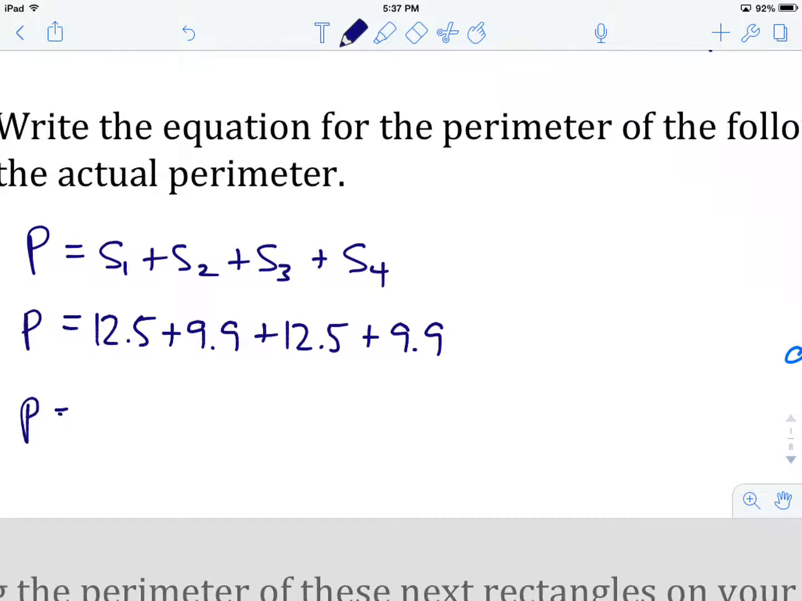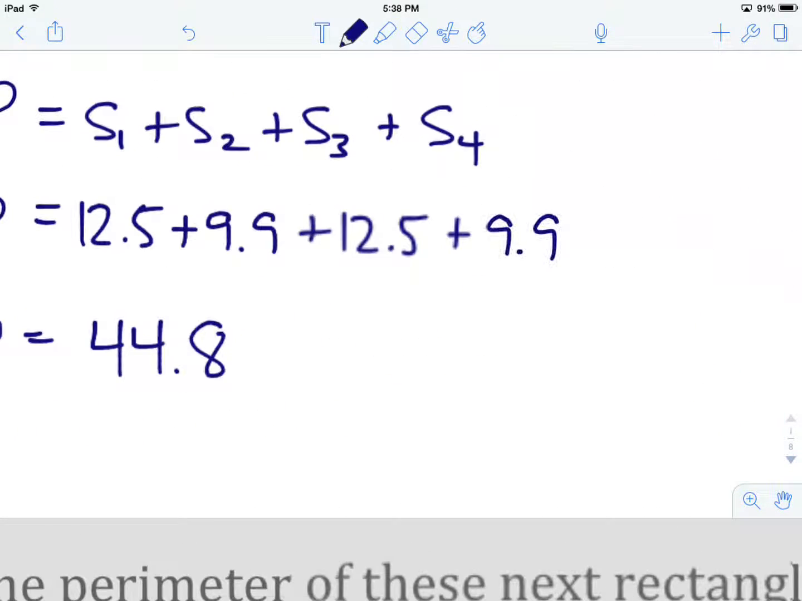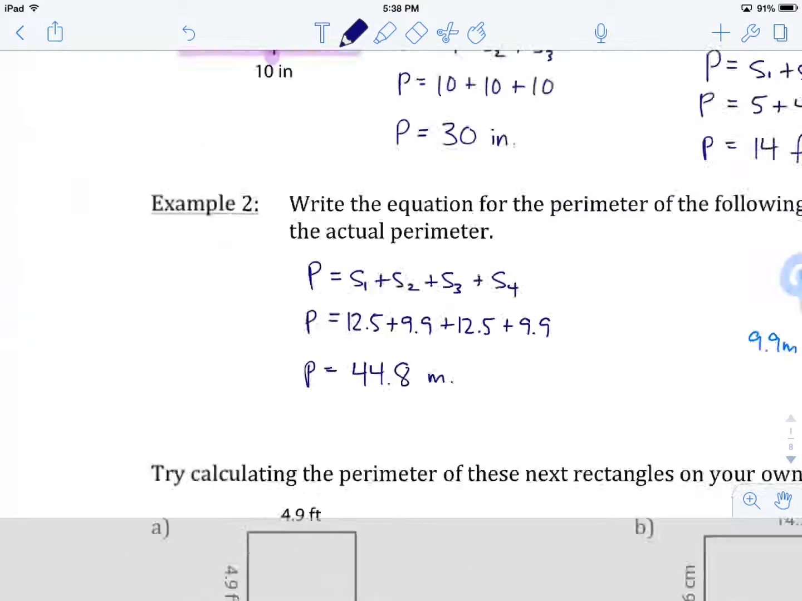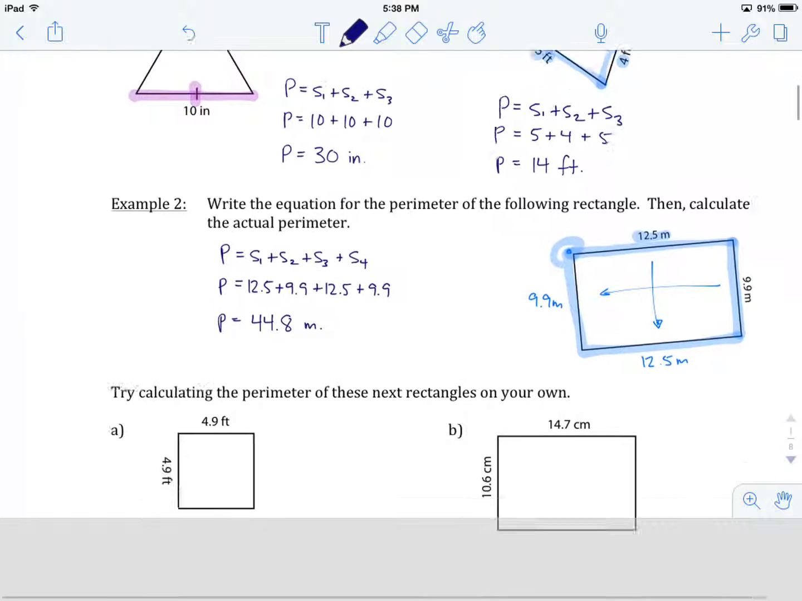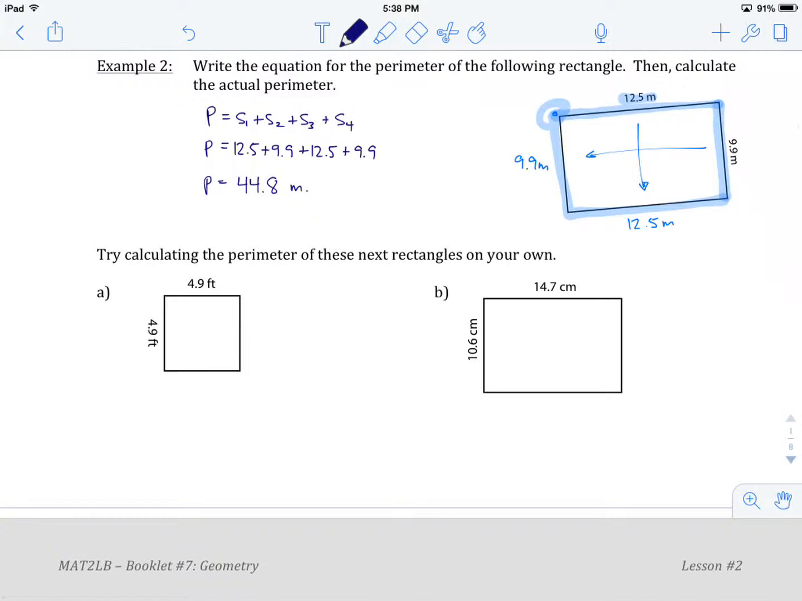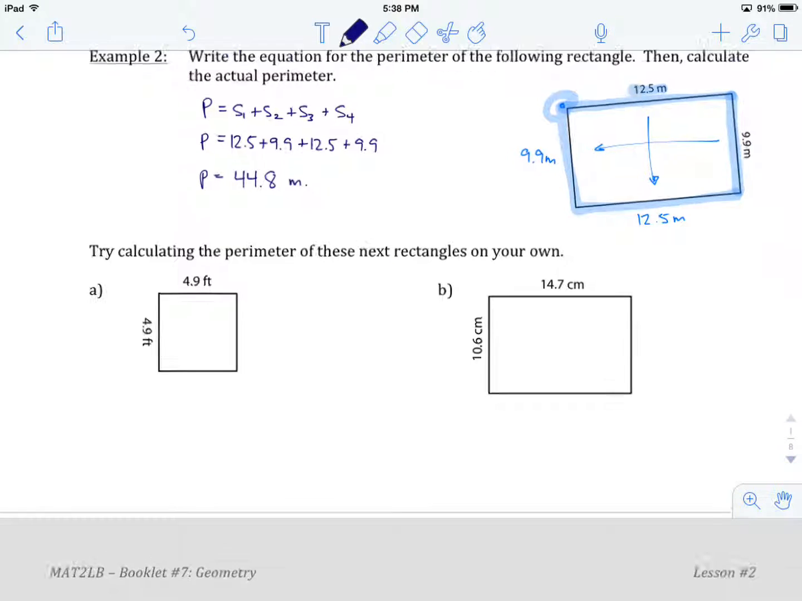And now I'm going to grab my calculator, and that perimeter will be 44.8, and the unit of measure will be meters. And that's the perimeter of our example number 2 rectangle. So let's try A here together, and then you guys can try B, and then you'll be on your way. So let's have a closer look at A.